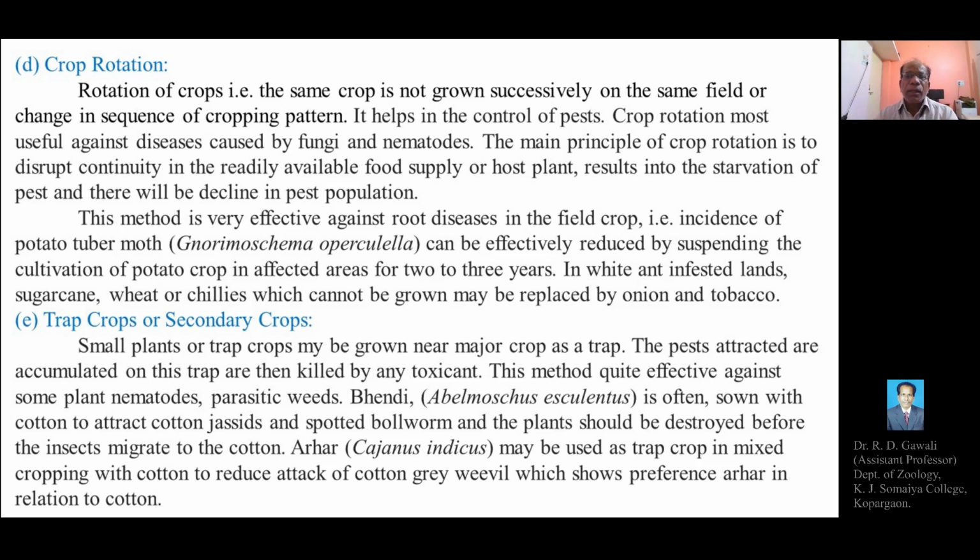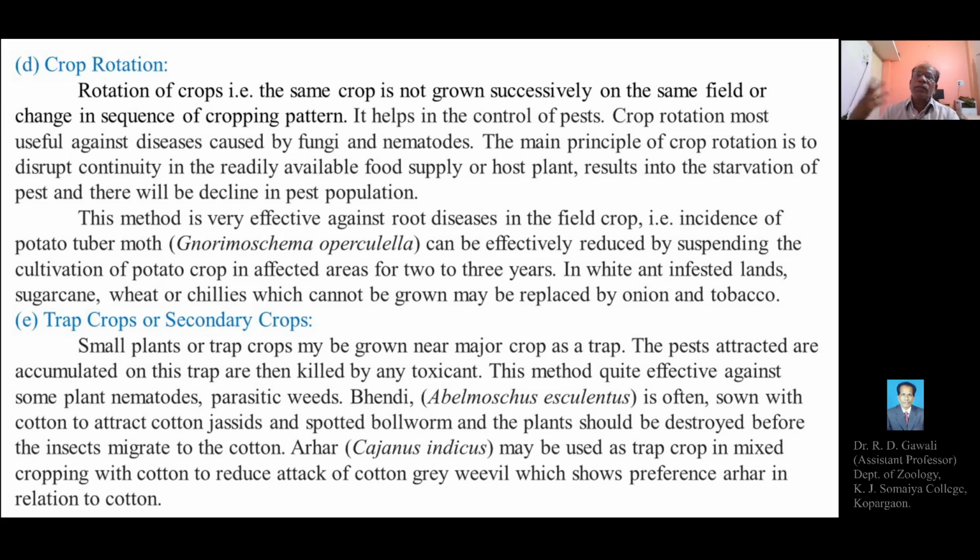Then arhar may be used as a trap crop in a mixed cropping with cotton to reduce attack of cotton grey weevil, which shows preference for arhar in relation to cotton.